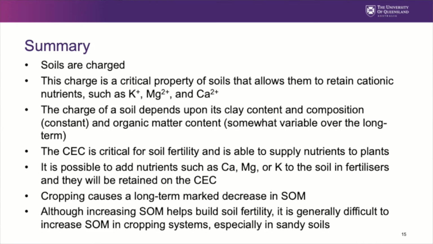It's not constant forever. Organic matter can decrease, as we see typically in cropping systems, but there is potentially capacity to build that organic matter up and hence build up the fertility of your soil with it. This cation exchange capacity is critical in soil fertility as it's able to supply these cationic nutrients such as calcium, magnesium and potassium. It is possible to add nutrients such as calcium, magnesium and potassium into soils in fertilisers, for example through calcium nitrate, and these will be retained on the cation exchange capacity. In other words, this is a dynamic system that we can manage and modify according to our needs.